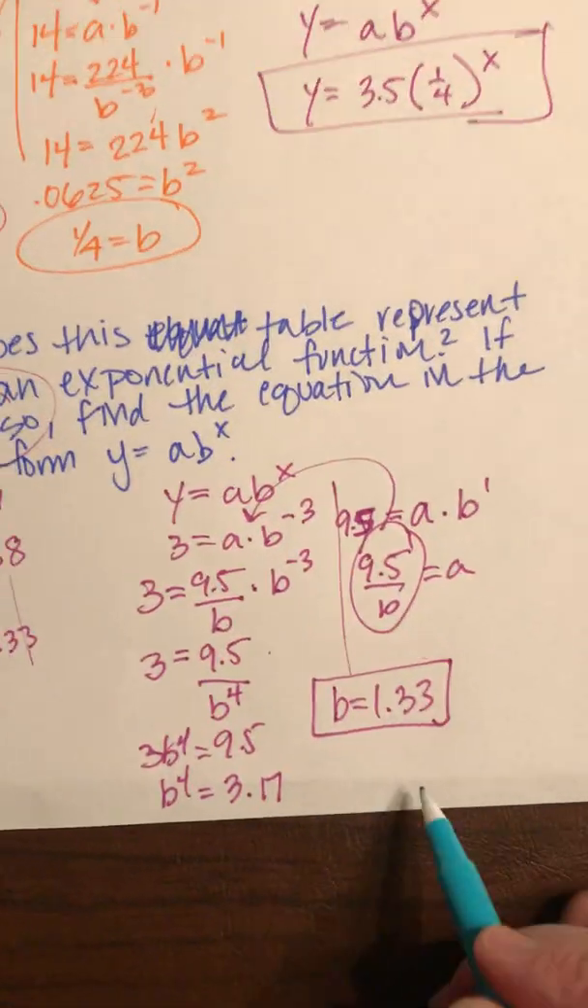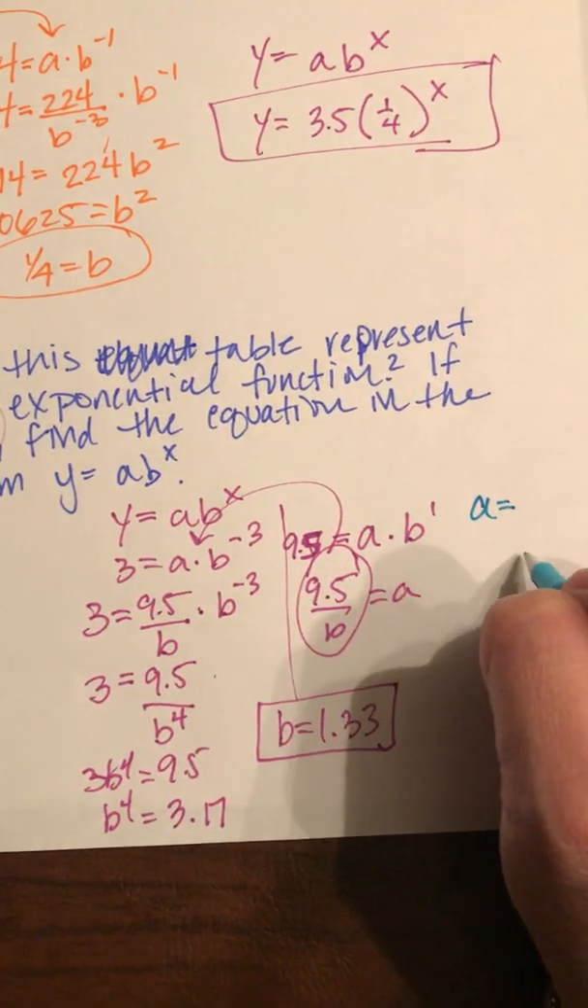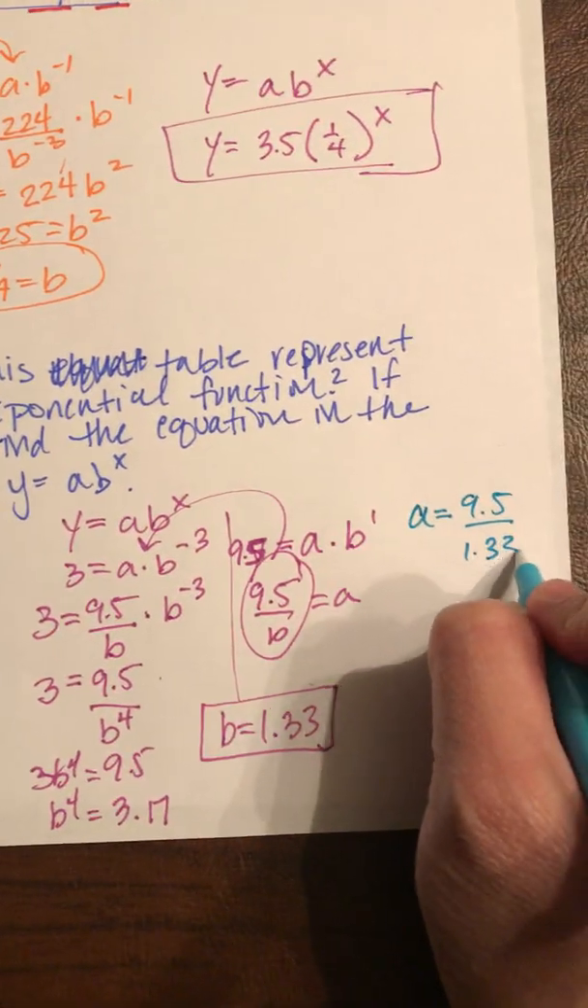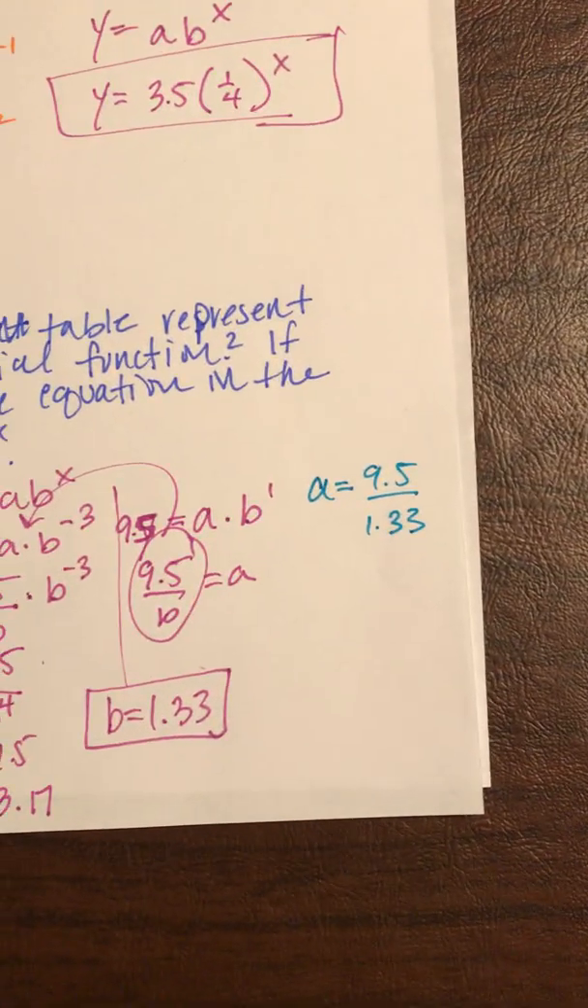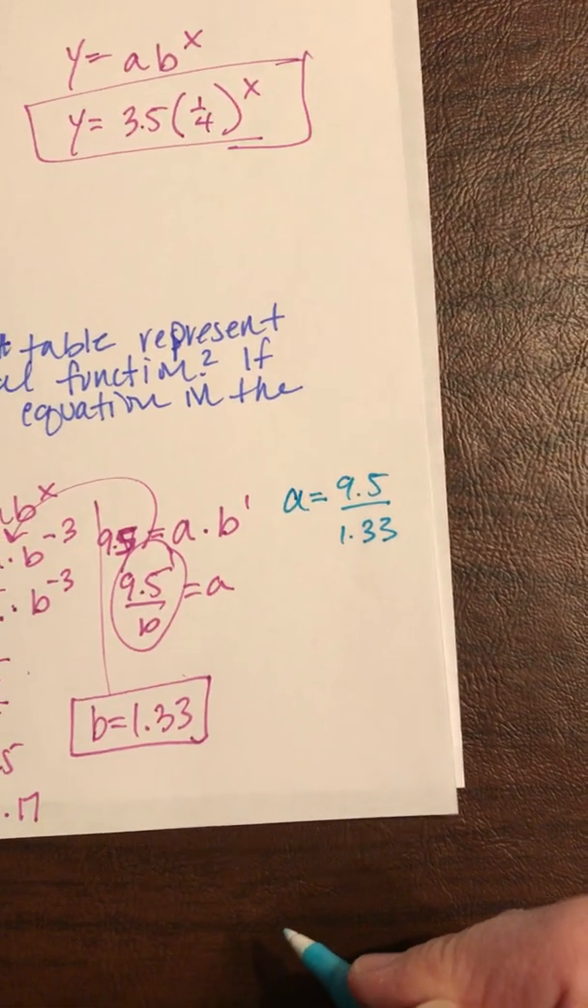To figure it out exactly, I'm going to go back and substitute it in. So a equals 9.5 divided by 1.33, and I get about 7.13-ish.